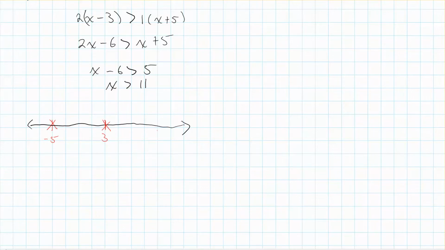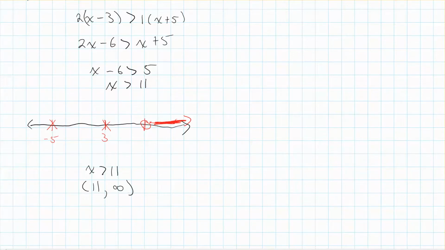And then where do I start here? Well, I start at 11, and so this is an open circle. And then I'm greater than 11, so I go all the way to the right. And so I don't have to worry about the fact that I have 3 and negative 5 here. I'm okay. And so my answer is x greater than 11. And if you write this in interval notation, this would be 11 parenthesis to infinity parenthesis.